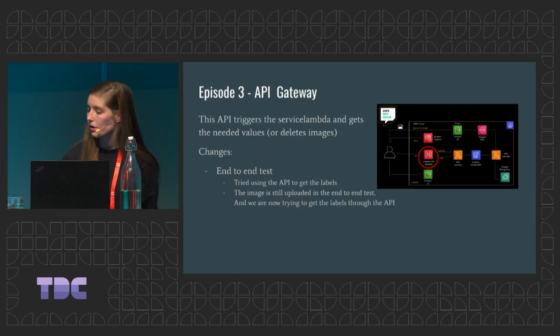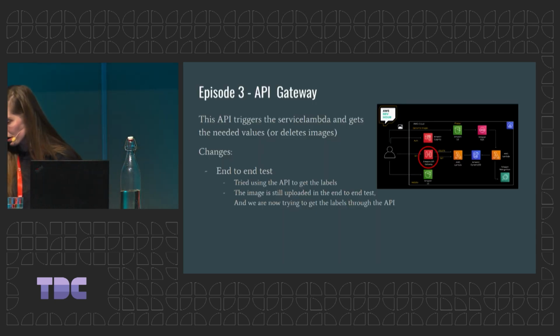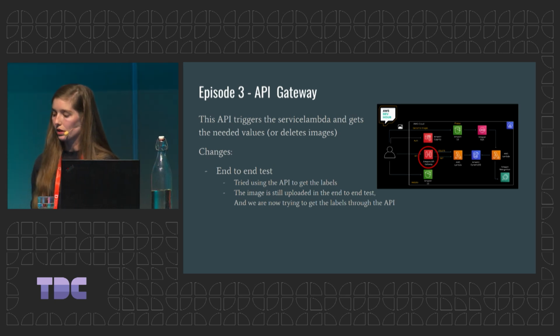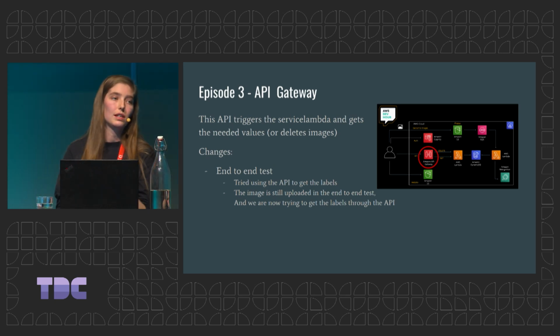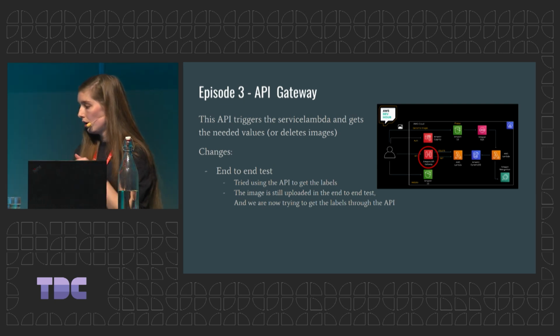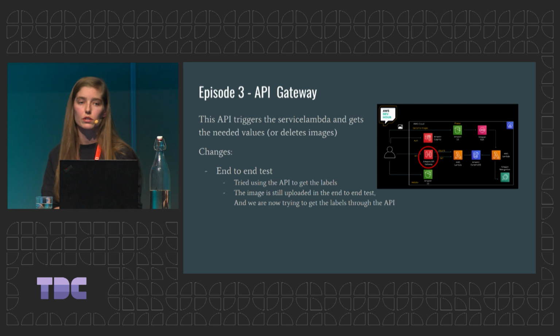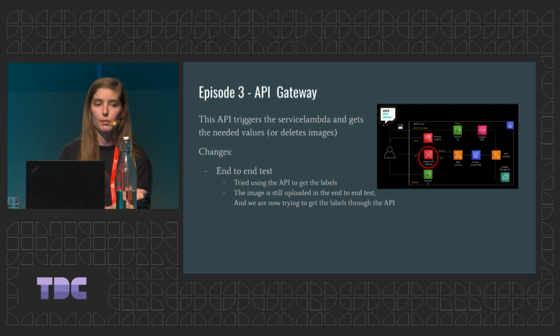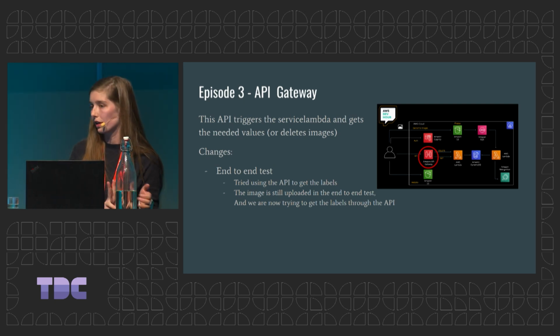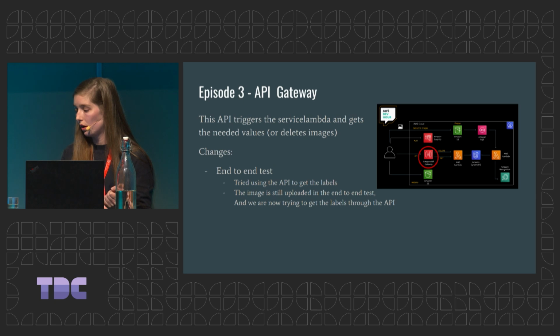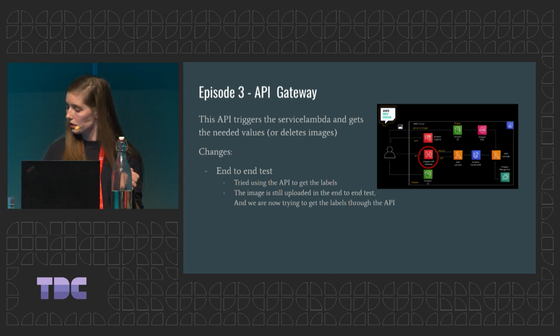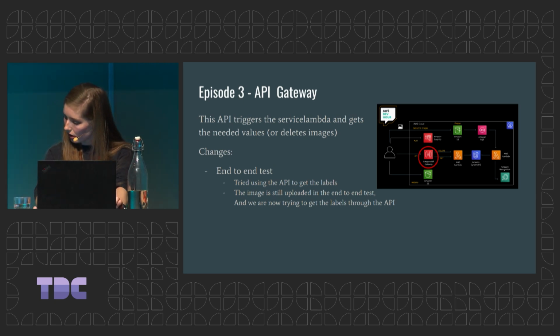And then for the third episode, we dived into API gateway. So we have an API that triggers the service lambda and gets the needed values, like the labels or delete the images. So the changes here was mostly on the end-to-end test, because previously I've just looked into DynamoDB to see if the labels are there. But now I actually have an API that I can use. So that's nice.